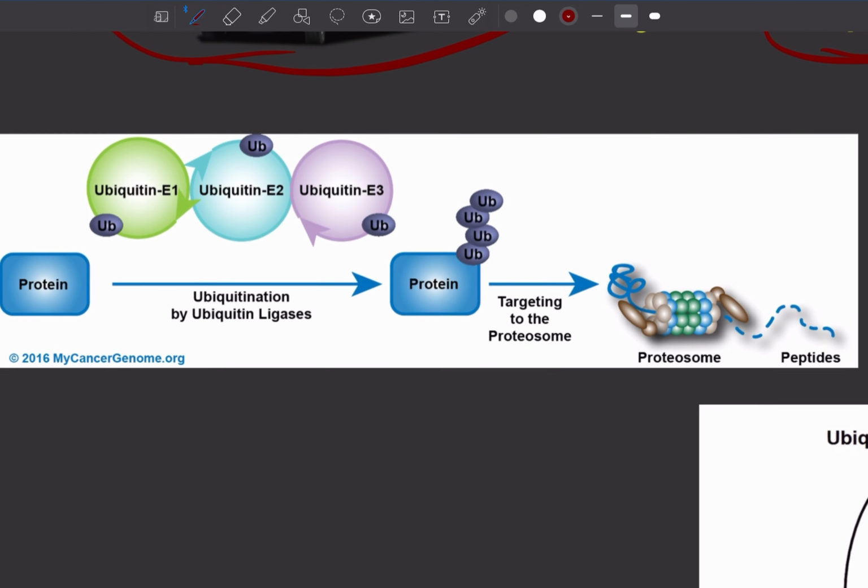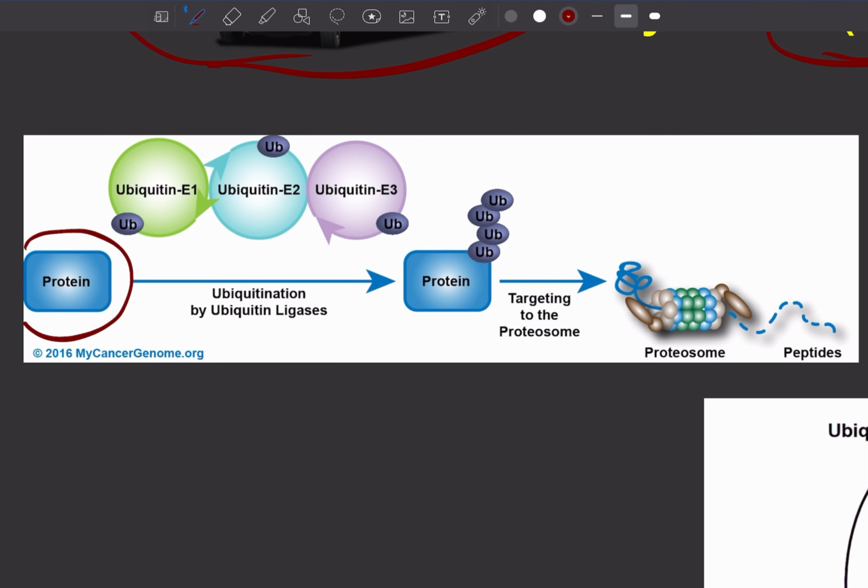This is the system here where we have a protein. And we can say that this protein is not fashionable. It just looks ugly. It doesn't have the structure. It doesn't have the folds. It completely failed the red carpet.